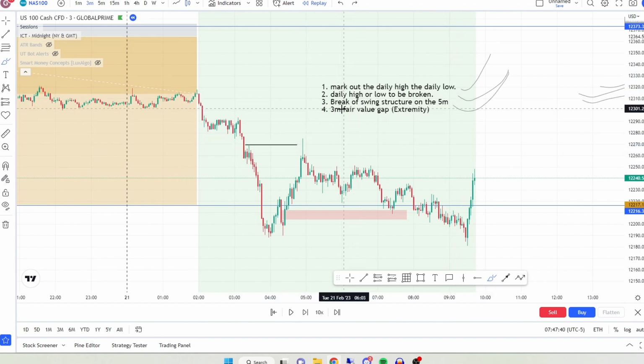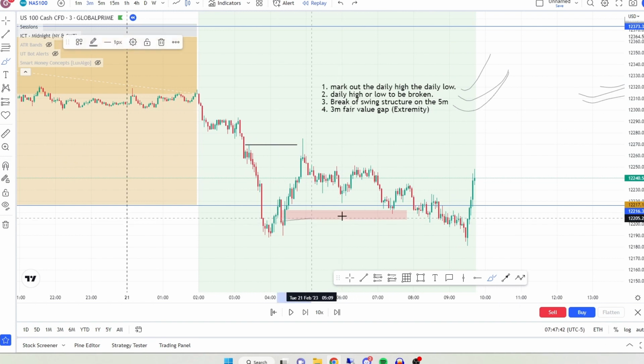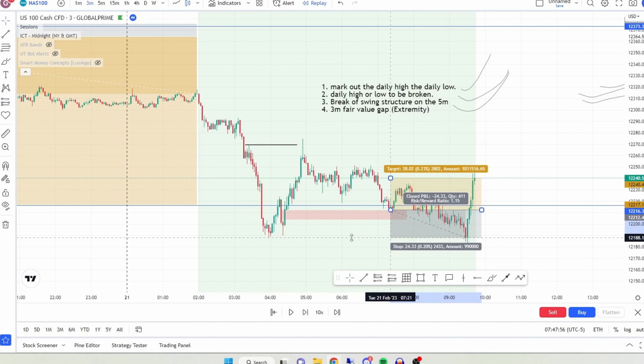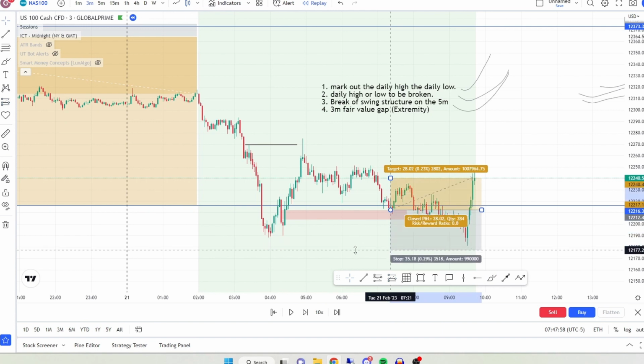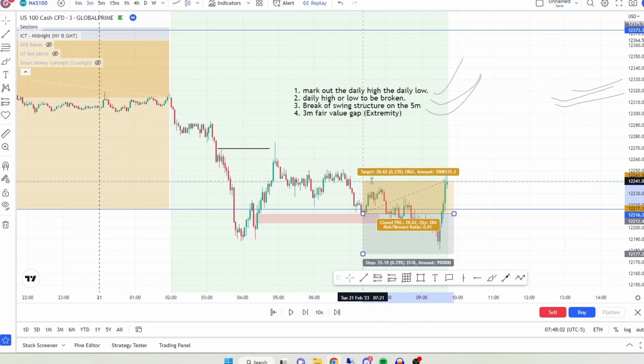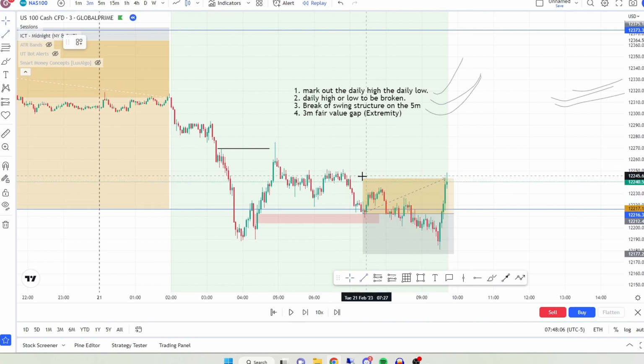We then have a 3-minute fair value gap, right? That is here, okay? You can see the gap, right? This was not filled, okay? You can see everything up to here is very efficient, and it's right at the extremity as well. So we enter on this fair value gap, right? Our stops just below. I like to have at least 350 pips on the stops. And we targeted just before the highs here, before we went break even, right?